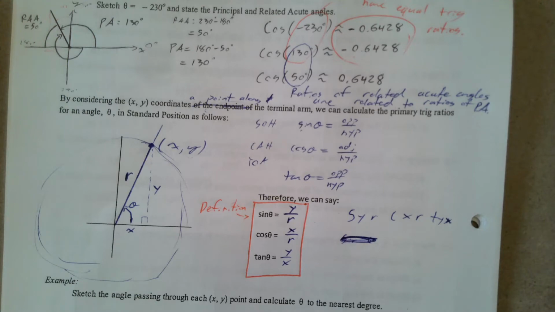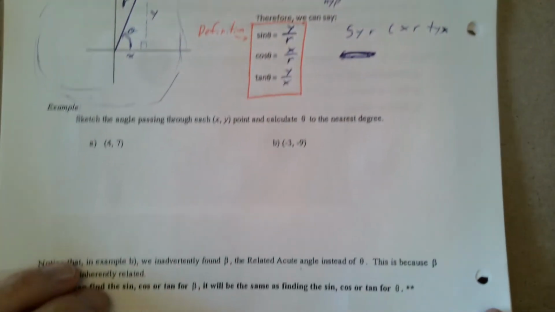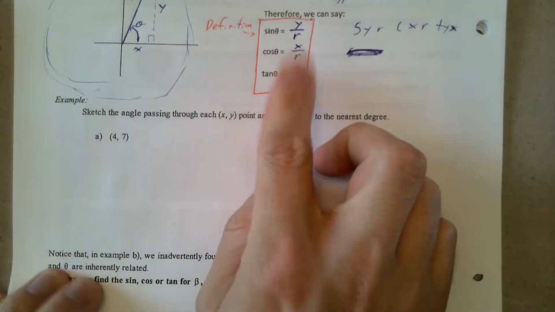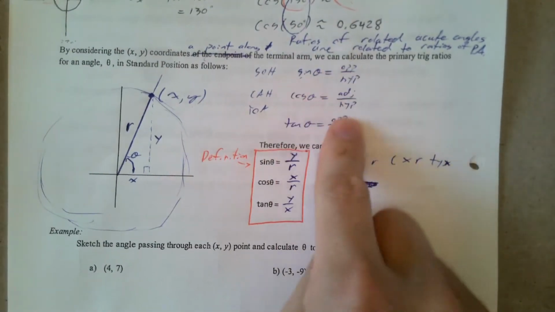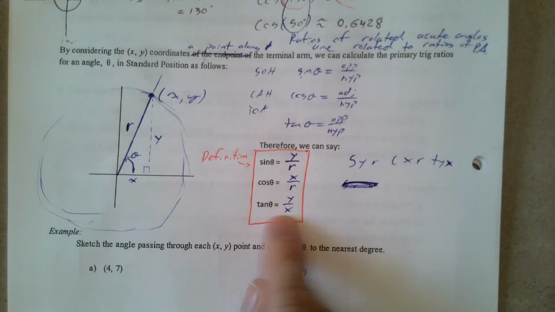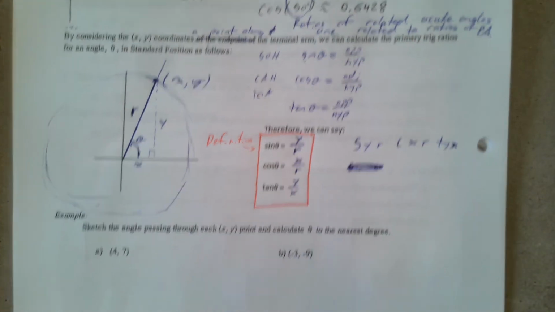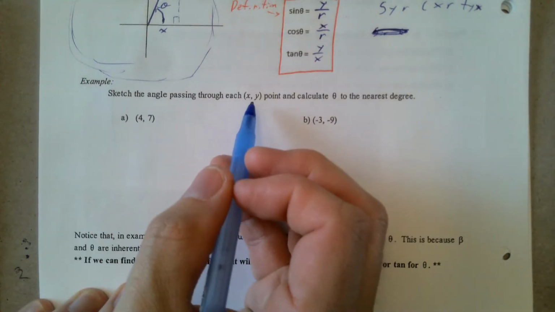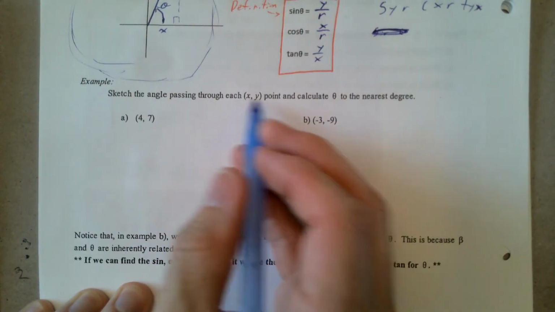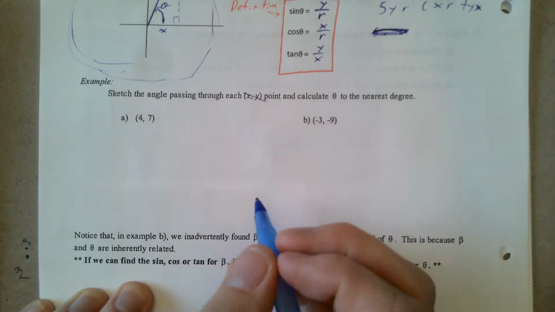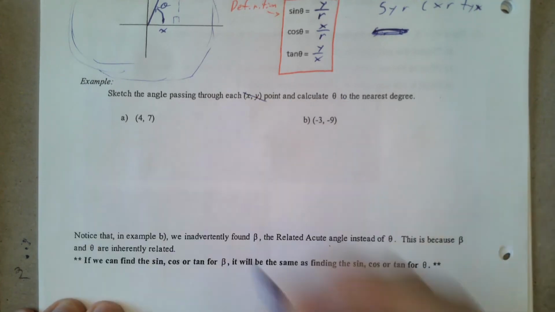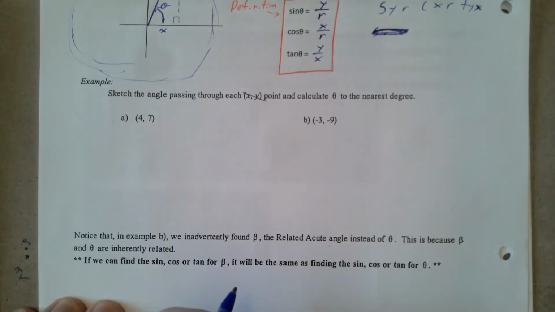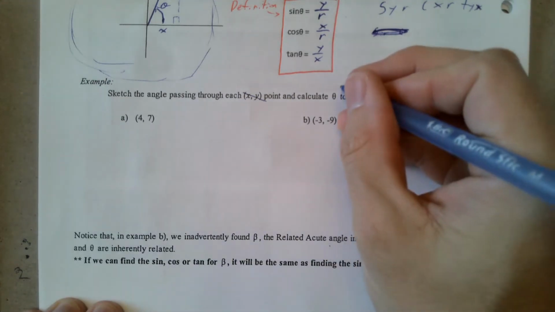Okay. Let's see how we use it. Now, try very hard to build an understanding of this. If you always want to go through SOHCAHTOA, you can always translate, but you want to immerse yourself in this language, and it's not that hard. So let's try. Sketch the angle passing through each Cartesian point, and calculate theta to the nearest degree. We will need a calculator here, but let's make sure we estimate our answer first. Theta is in standard position.